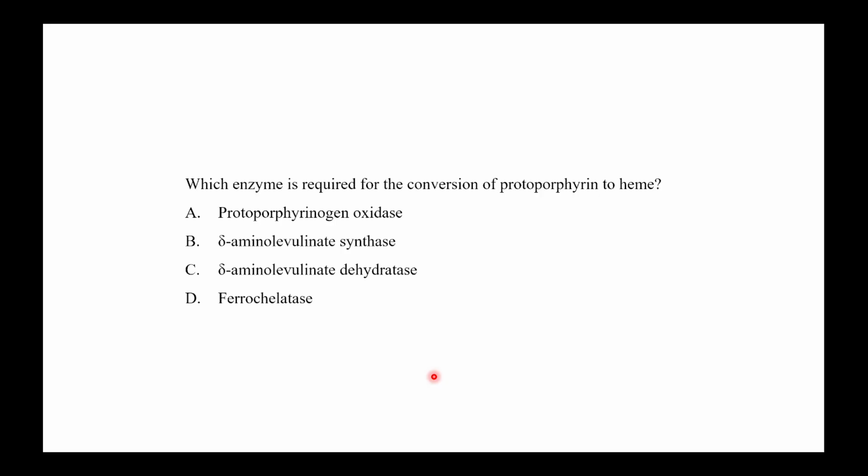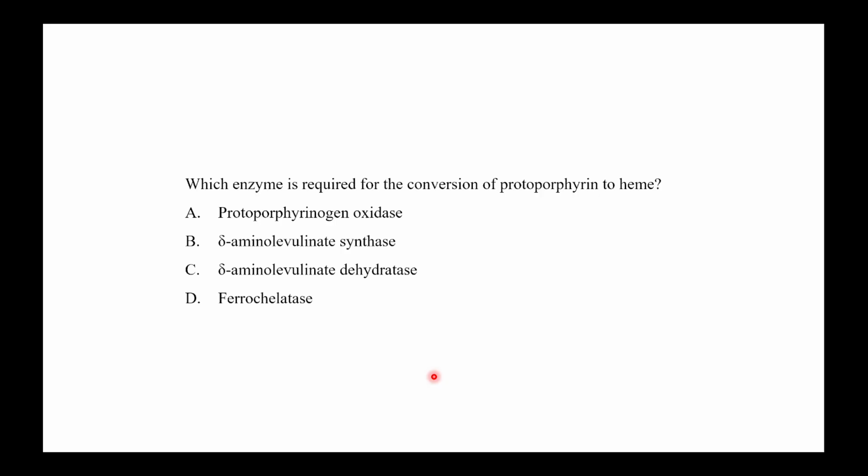Which enzyme is required for the conversion of protoporphyrin to heme? Option A, protoporphyrinogen oxidase. Option B, delta aminolevulinate synthase. Option C, delta aminolevulinate dehydratase. And option D, ferrochelatase.